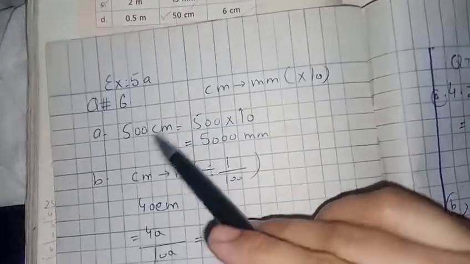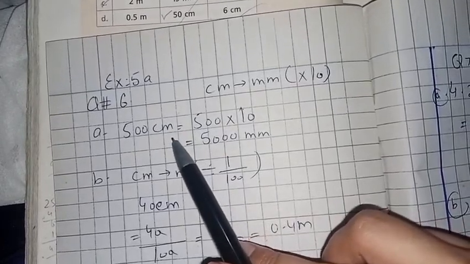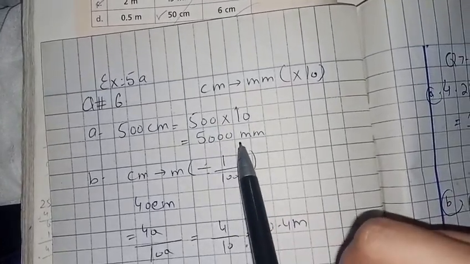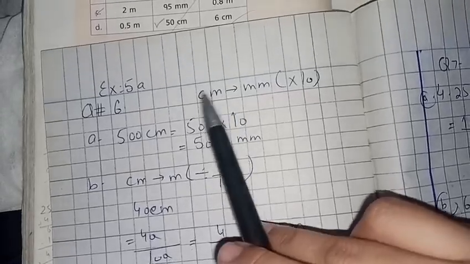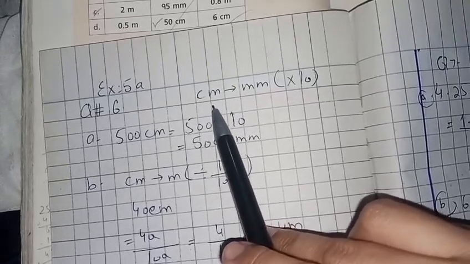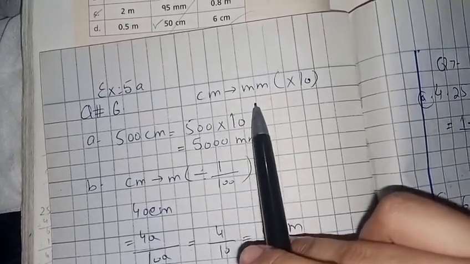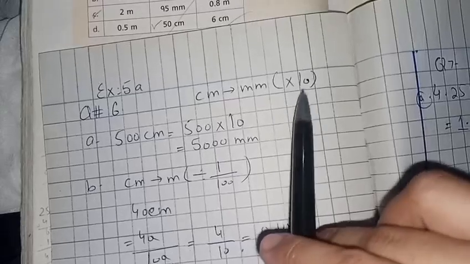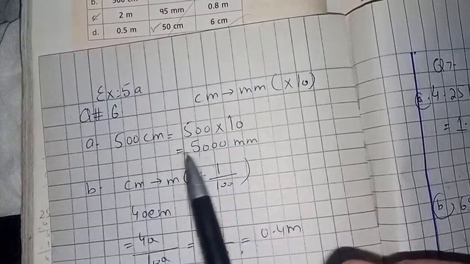Okay, question number 6 has the first part, that is 500 centimeters. Whenever you are converting the centimeter into the millimeter, you always multiply the number by 10. Okay, I have written it over here. You can take a screenshot also, or I'll send this to the group as well. Centimeter to millimeter, you are multiplying with 10. You don't do any classwork or homework, you just have to do only the test.